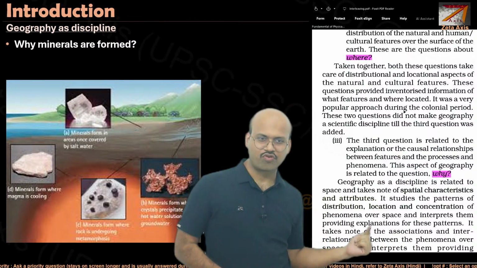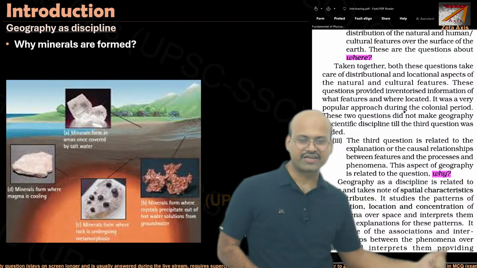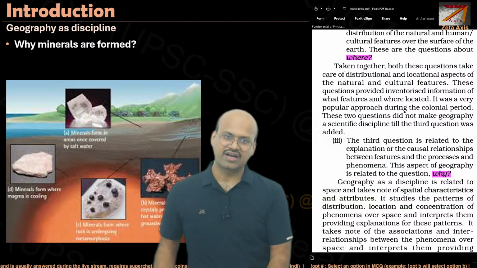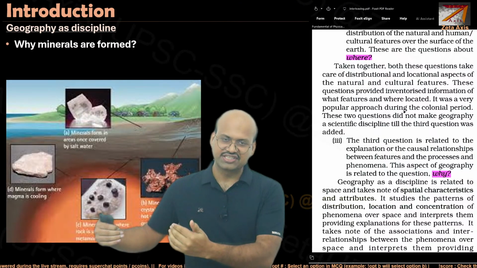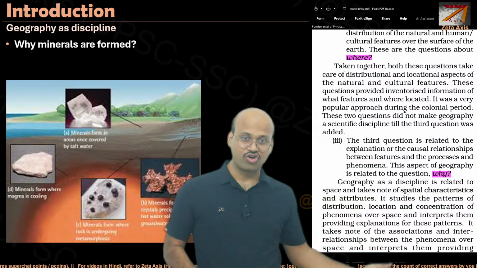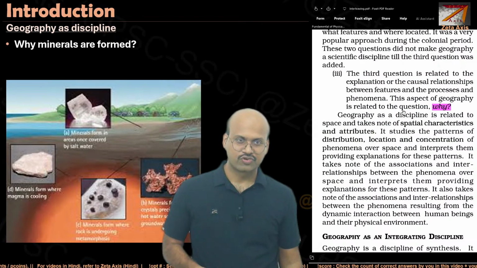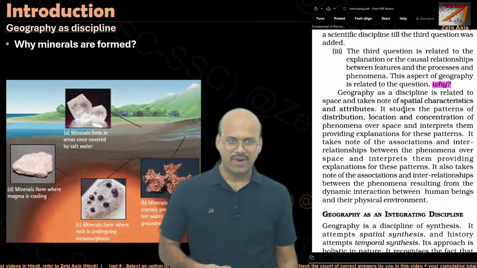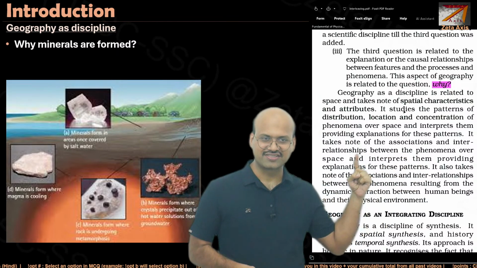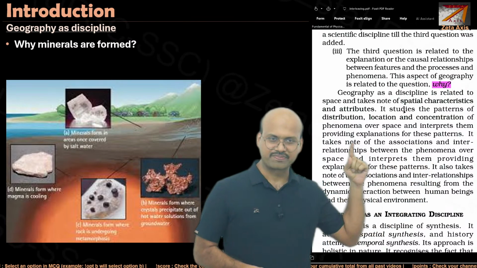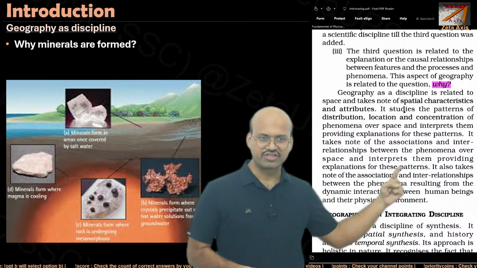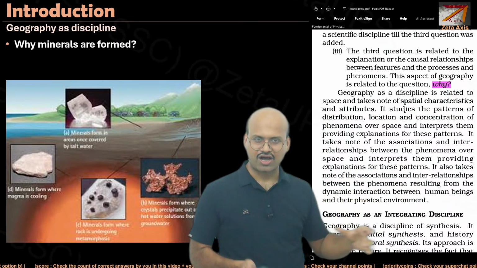So we now provide the explanation for these patterns, that why monsoon climate is experienced in India while equatorial climate is experienced in certain regions of Africa or Indonesia. Now we provide these explanations. We also answer the why. So this is a very important part of geography now. It takes note of association and interrelationships between phenomena over space and interprets them, providing explanation for these patterns. So we have seen this part, that now we provide the explanation.